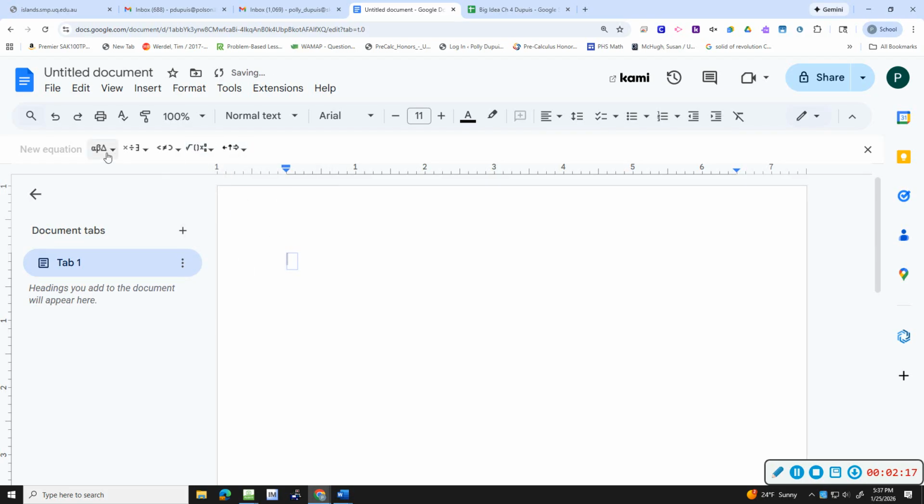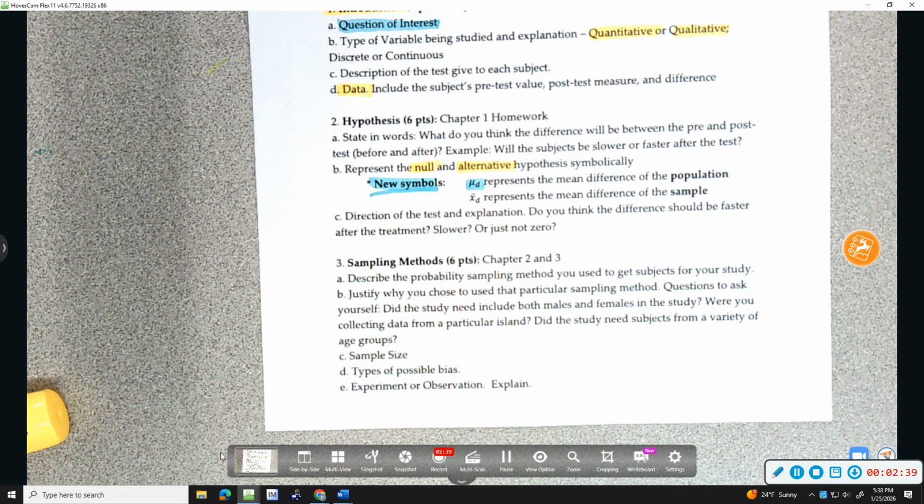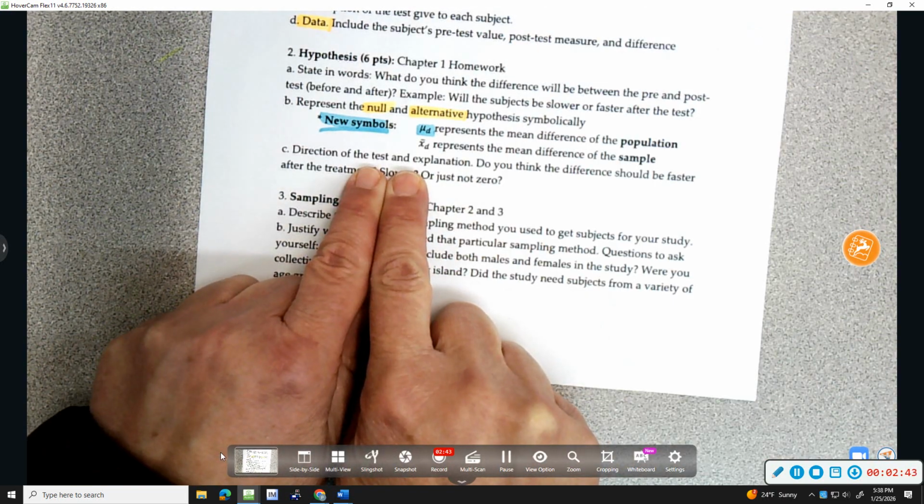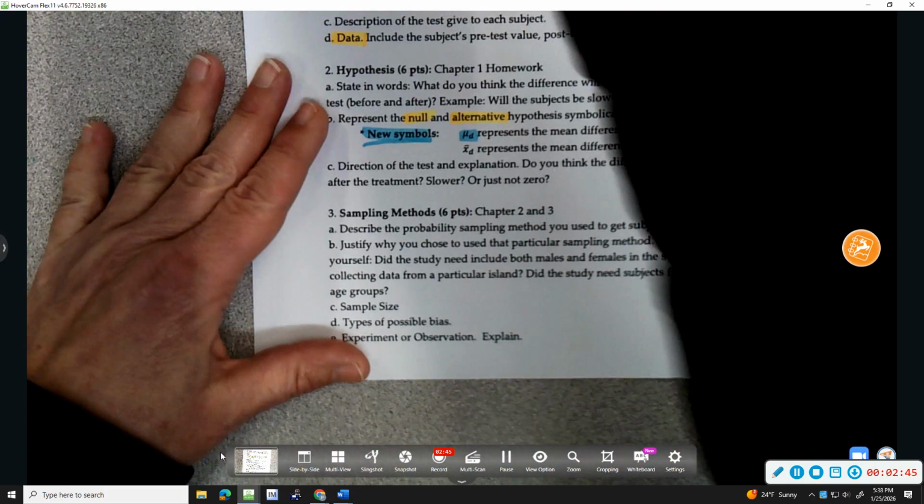So I want mu first. I'm going to go find the mu symbol, and then I want the letter D. If I notice, I had to arrow over on my keyboard. If I arrow back, you can see my cursor pops up. I'm going to arrow down and type the letter D. So you can see that it is a subscript. Following along with that, go back and look at your directions. Once you have that, you need the direction of the test. Again, this all comes from Chapter 1 homework.